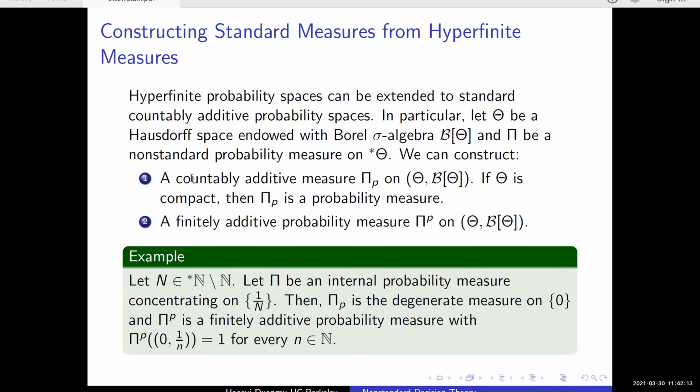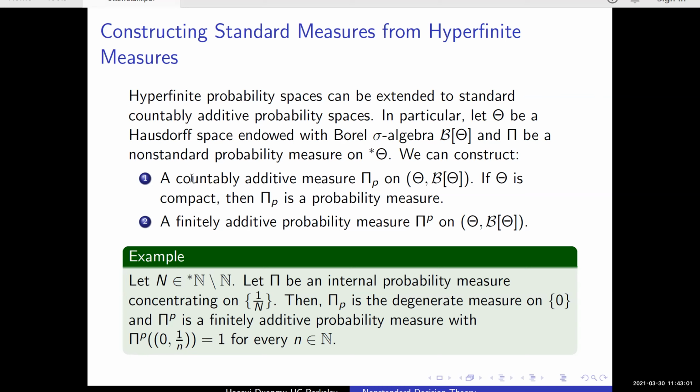If Theta is compact, then the pushdown can be taken to be a probability measure. This pushdown is usually constructed from the standard part map. This is for those who are interested in the non-standard construction. Secondly, one can always construct a finitely additive probability measure pi superscript p on the original parameter space (Theta, B(Theta)). This pi superscript p is called the internal pushdown of pi. The internal pushdown is always a probability measure, that means its total mass always equals one. But in many cases, it will only be finitely additive, not countably additive.